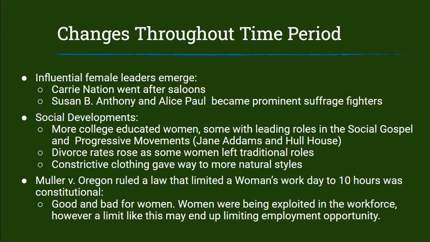On to some social developments. There were now more college-educated women, some with leading roles in the social gospel and progressive movements. The best example of this is Jane Addams and the Hull House movement to help immigrants Americanize. Divorce rates also rose as some women left traditional gender roles. However, it is nowhere near the spike in divorce rates from the 1970s onward. Finally, constrictive clothing gave way to more natural styles.